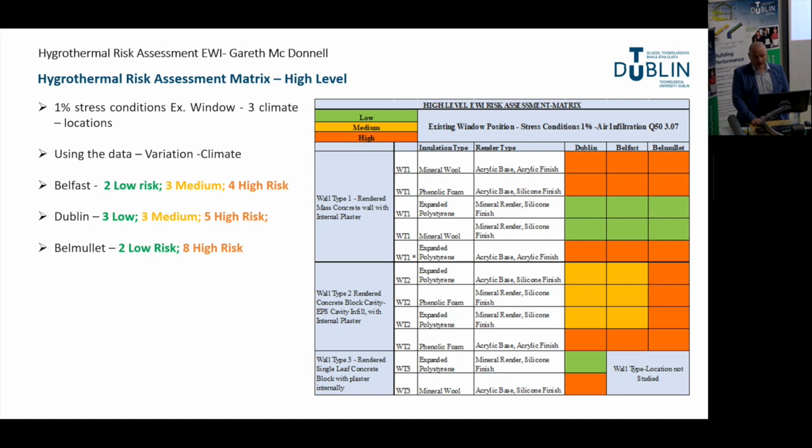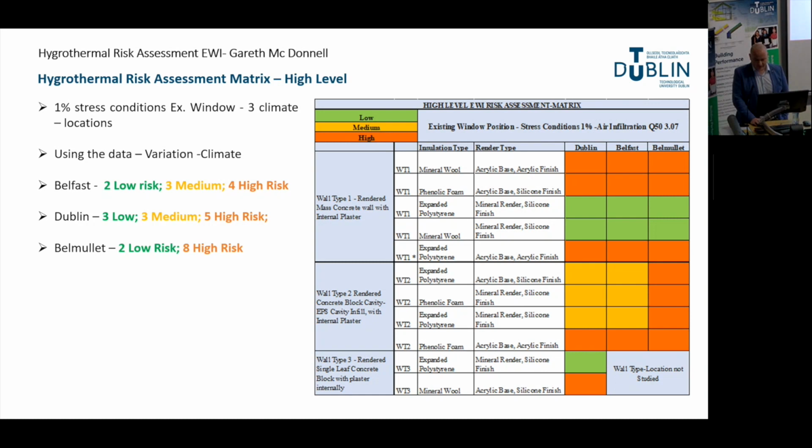For example, recognising Belmullet as the most severe climate, if a case is high risk in Dublin or Belfast, it would be high risk in Belmullet. Or conversely, if a case is at low risk in Belmullet, it would be low risk in Dublin and Belfast, etc. The matrix indicates Belmullet, not surprisingly, is the most severe with the highest proportion of high risk cases studied, whereas Belfast and Dublin are quite similar.